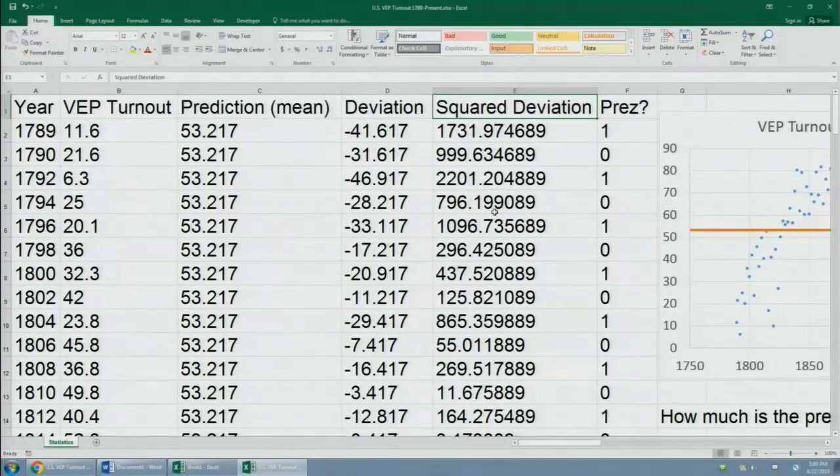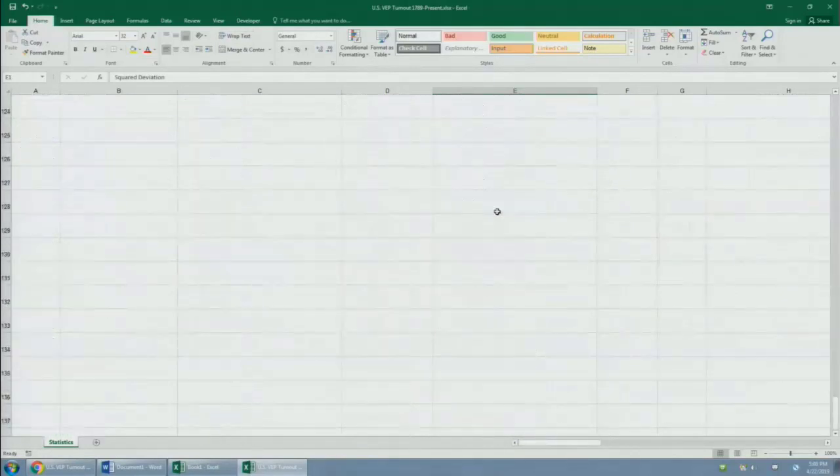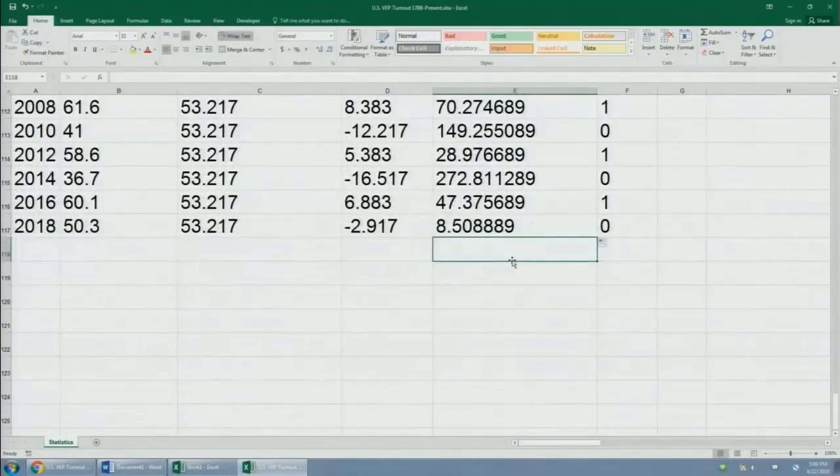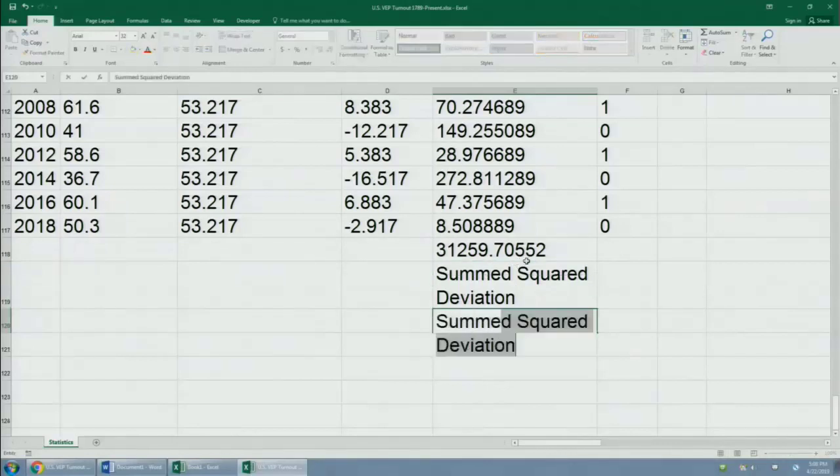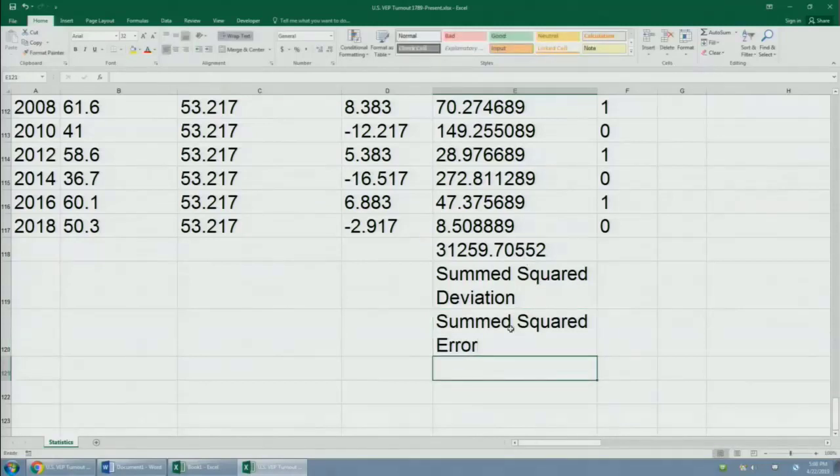Squared deviation. And the total amount, hang on just a second. The total amount at the bottom, just a second, Keith, is E2 to E117. And that is called the sum squared deviation. Or sometimes you'll see it called the sum squared error, because it's the amount you got off.